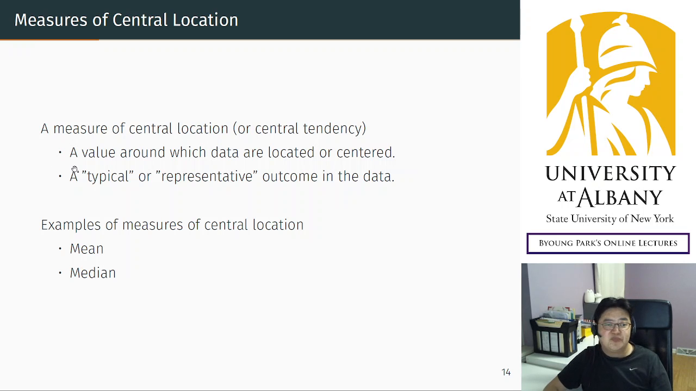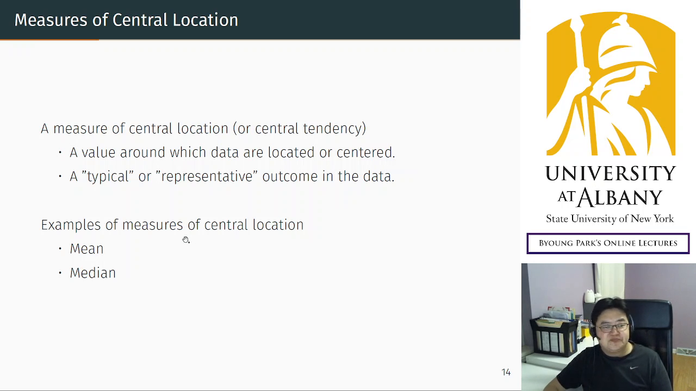And let me define the measure of central location. It is a value around which data are located. It's simple, exactly what it means. And you may interpret it as a typical or representative outcome. So what is a typical grade for the student, right? So the average stands for such a value. It's a very strong candidate for the center.